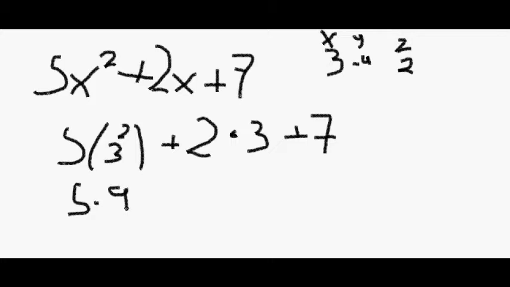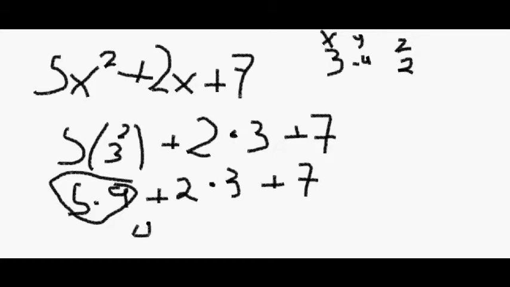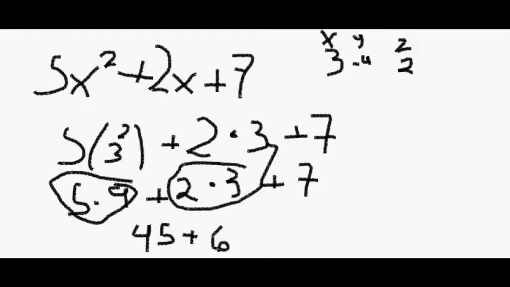Right? 3 squared is 9, plus 2 times 3 plus 7. Now we have to do My Dear Aunt Sally, which is multiplication first, which is this. 5 times 9 is 45, plus the next multiplication, 2 times 3 is 6, plus 7. Now all we have to do is add them. 45 plus 6 plus 7.